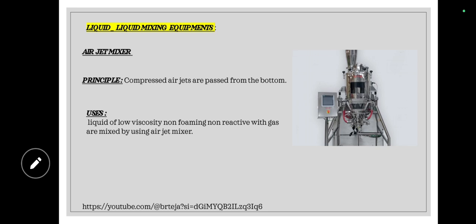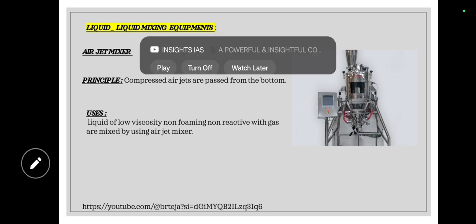First one, air jet mixer. What principle is involved in the air jet mixer? Compressed air jets are passed from the bottom. What are the uses of liquid to liquid mixing equipments? Liquids of low viscosity, non-foaming, and non-reactive with gas are mixed by using the air jet mixer. This is called liquid mixing equipment.